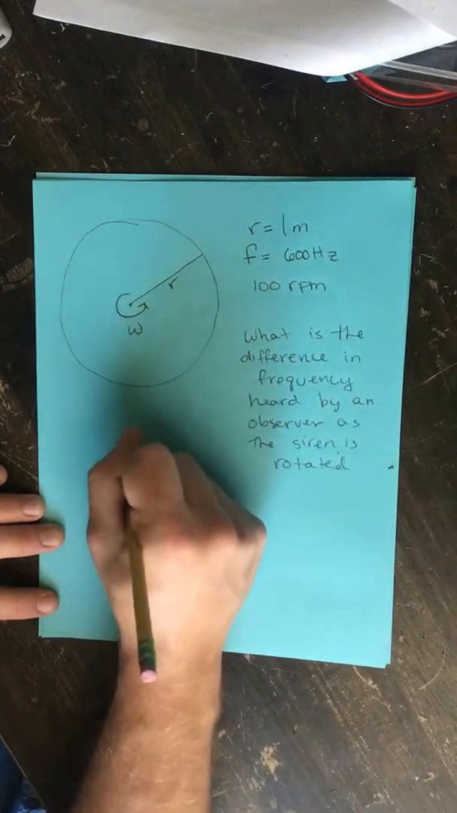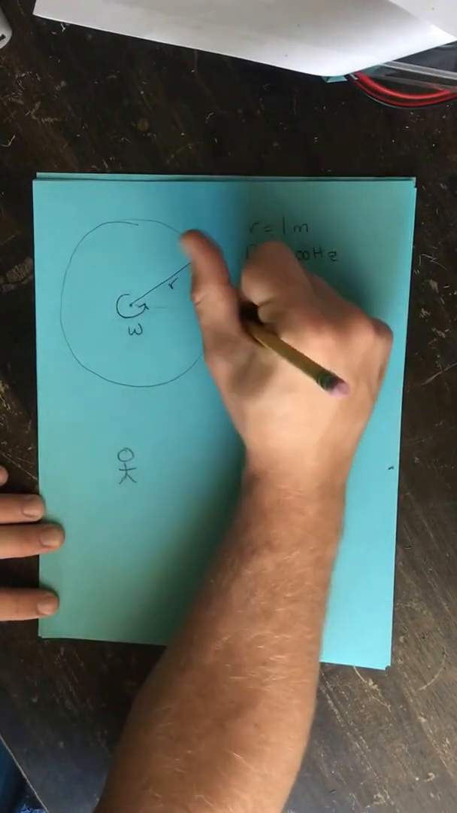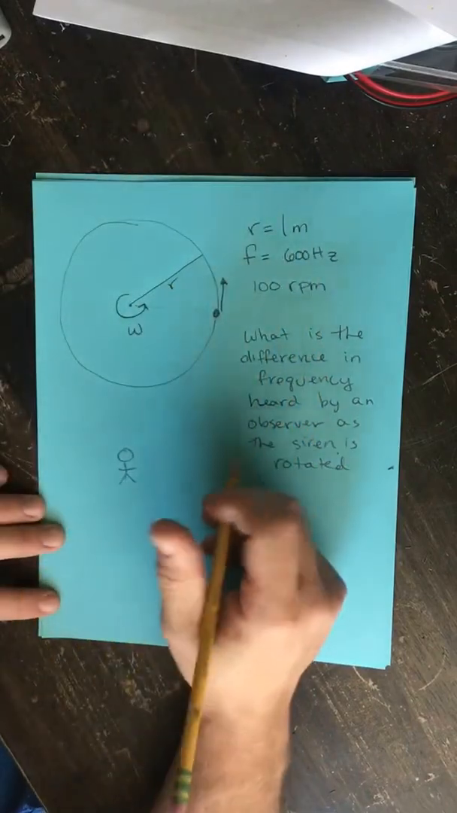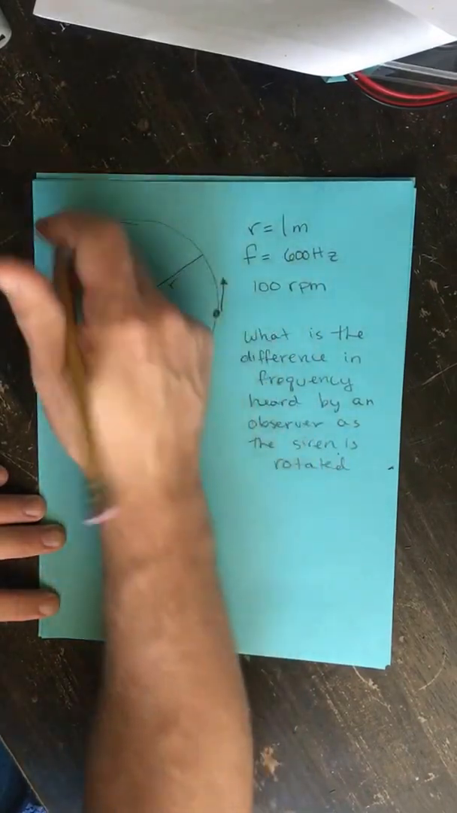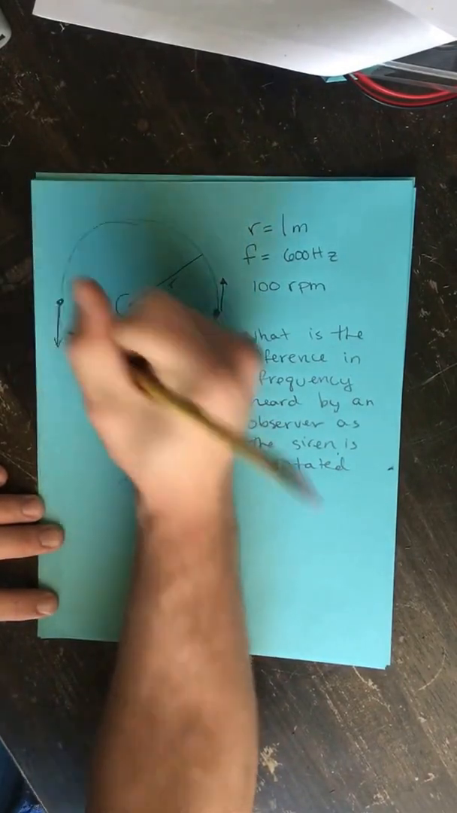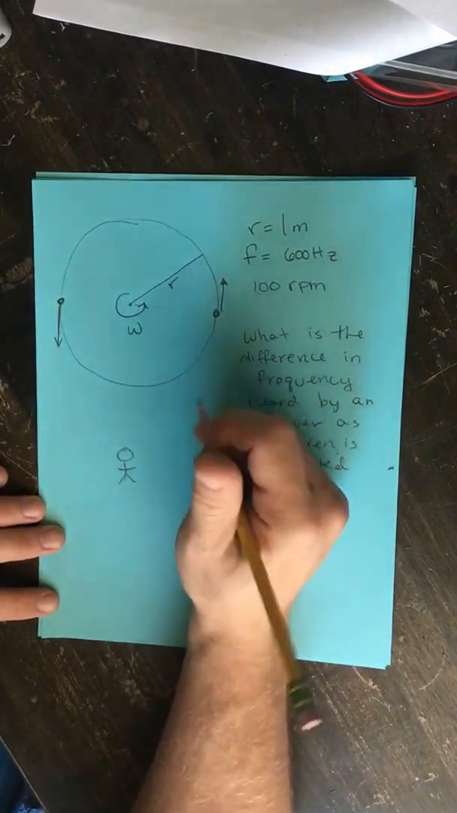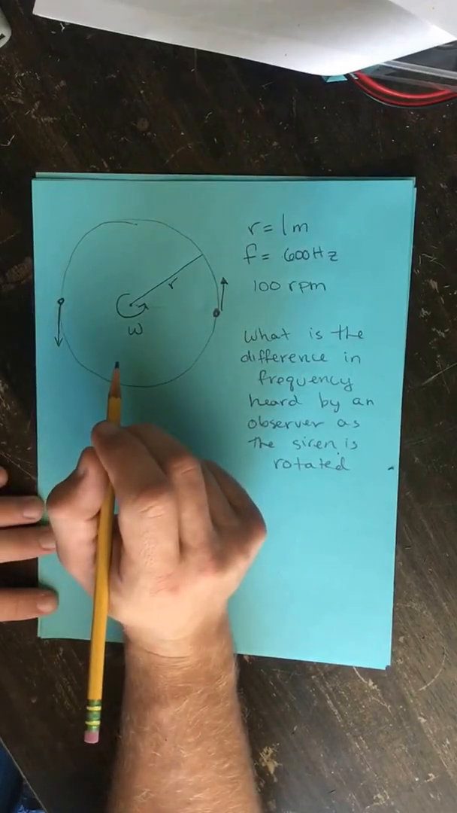So the key physics here is that if we're an observer over here, when the siren is over here on the right-hand side of the circle, it's traveling in this direction. That's going to stretch those wavefronts out relative to the observer and decrease the frequency heard. So we hear a lower tone over here. And when the siren is over here, it is moving in this direction, it is approaching the observer, those wavefronts are going to get stacked up, and the observer will hear a higher frequency or a higher tone over here.